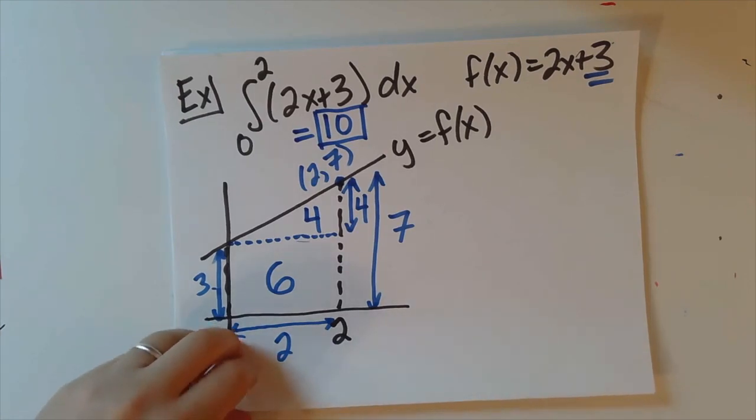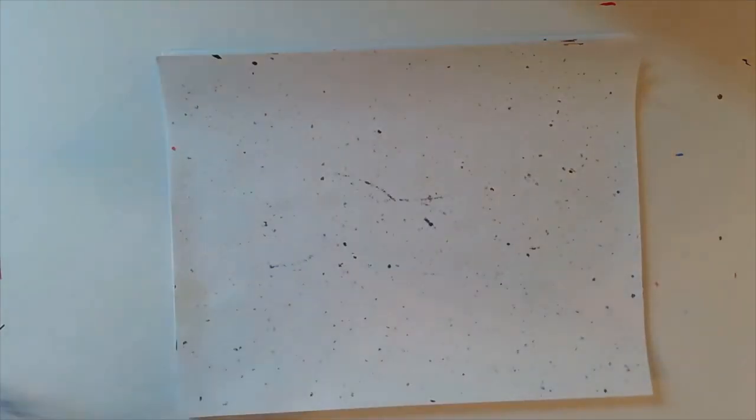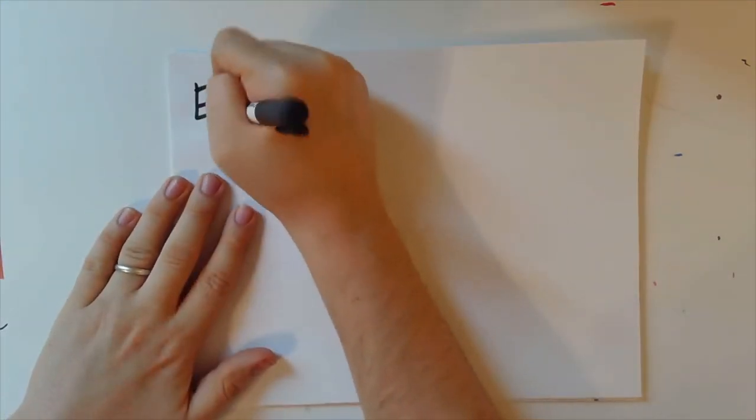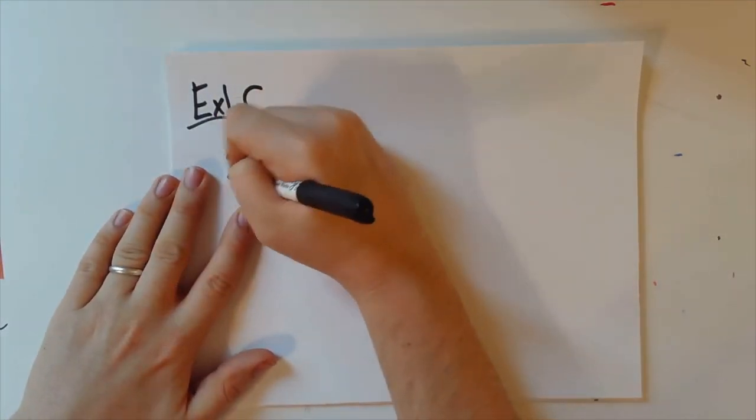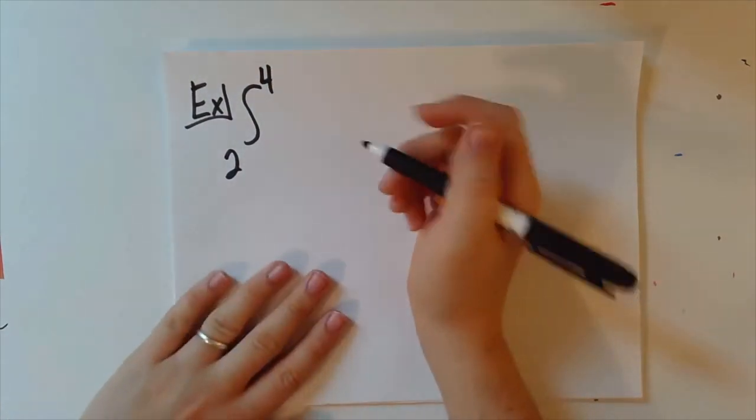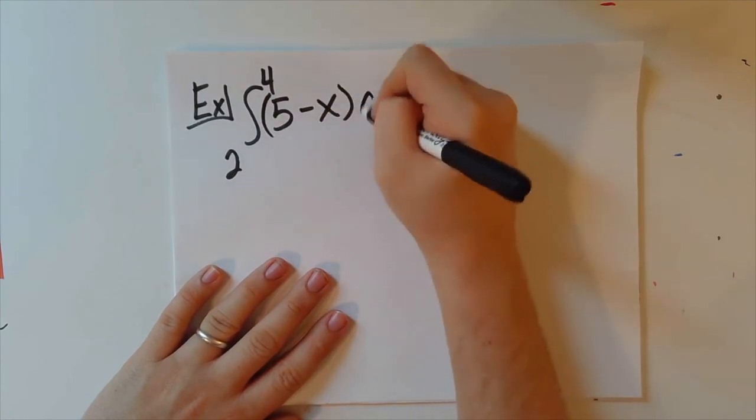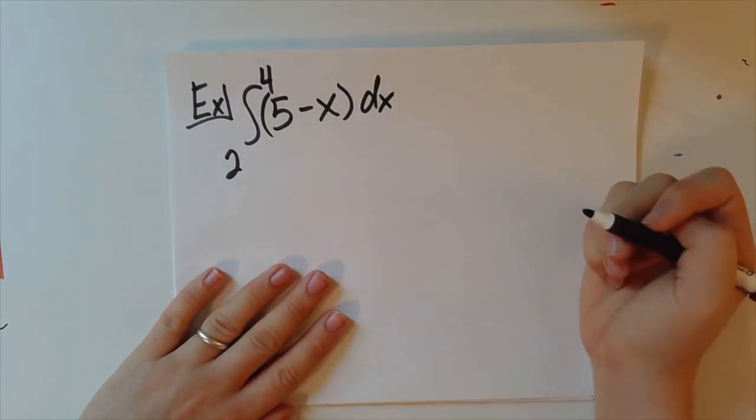Okay, I want to do one more of these. Okay, and the one more I'm going to do is the integral from 2 to 4 of 5 minus x dx.